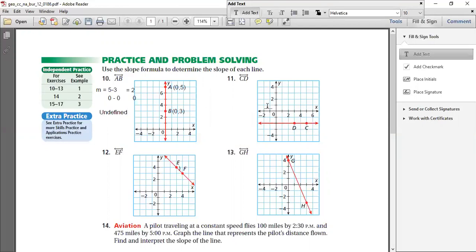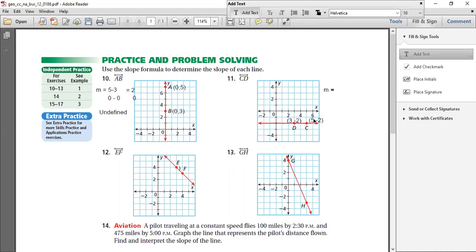Okay, moving on to question number 11. First let's write down the coordinates. The coordinate for C is going to be 5 and -2, and the coordinate for D is going to be 3 and -2 as well. Now this is a horizontal line. Before we solve, we already know that the slope of horizontal lines is always 0. The slope of vertical ones is undefined and the slope of horizontal ones is 0. But still the instruction is to use the slope formula, so let's use it.